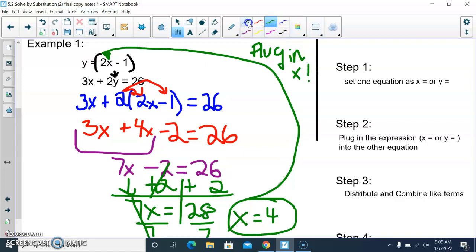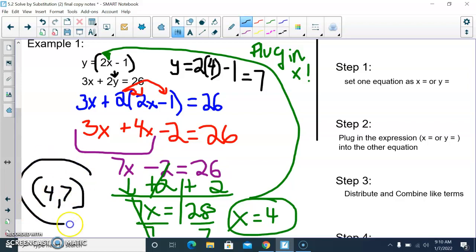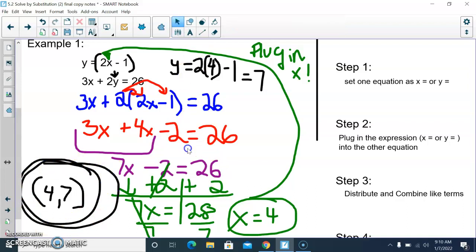So that would become y equals 2 times 4, my x value, minus 1. 2 times 4 is 8. 8 minus 1 is equal to 7. So my solution is always an ordered pair, and it will be (4, 7). And that's your final answer there.